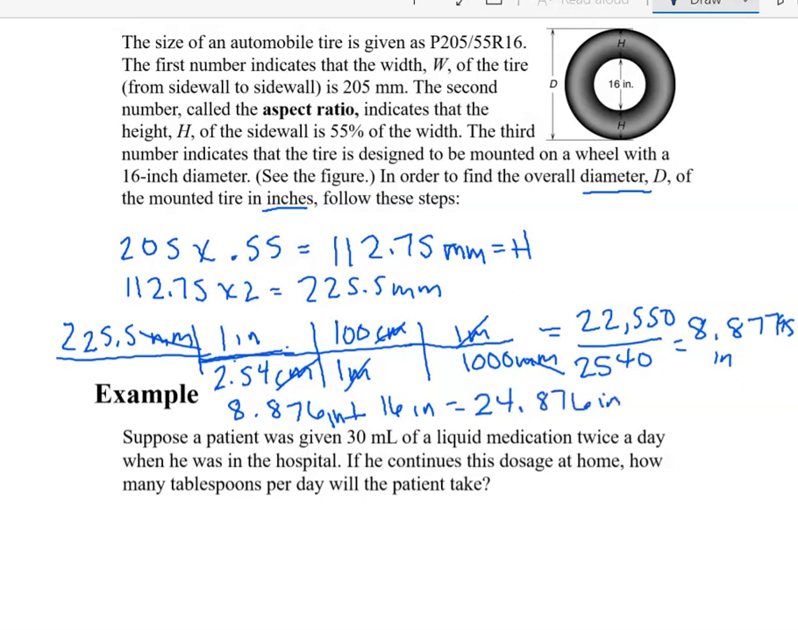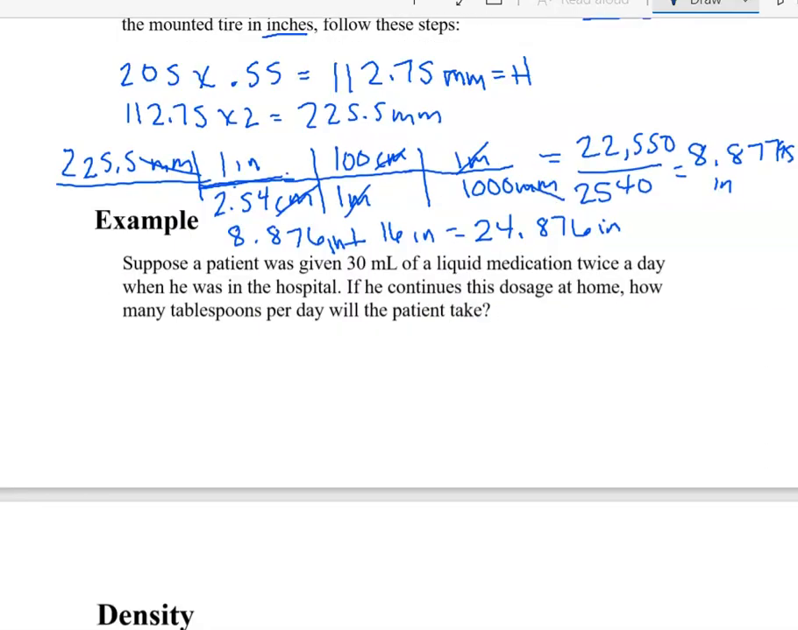24.876 inches. Suppose a patient was given 30 milliliters of liquid medication twice a day when he was in the hospital. If he continues this dosage at home, how many tablespoons per day will the patient need to take? So we're doing 30 milliliters, and let's go ahead and just convert, because that's what he needs to take twice a day. So 30 milliliters, and we need it to be how many tablespoons?